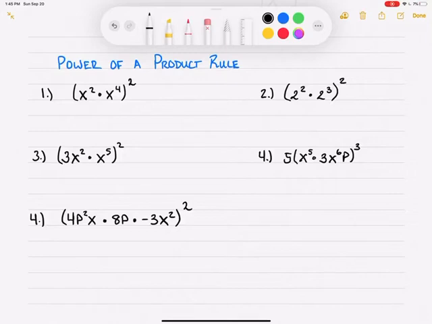I notice in each of these problems I have a product rule happening. X squared times x to the fourth, that's a product rule that tells me that when I multiply like bases, I'm adding my exponents. So this should be x to the 2 plus 4 power, and I'm going to raise that to the second power. This becomes x to the 6th, and when I square x to the 6th, I end up with x to the 6 times 2 power, which is x to the 12th.